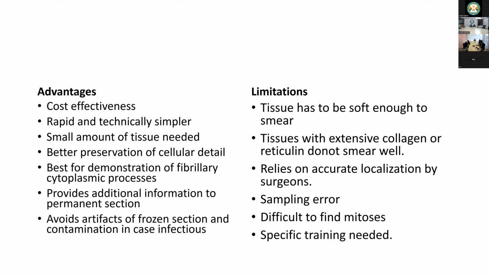Sometimes it is difficult for the surgeon to differentiate between the normal glial tissue and the tumor, especially in low-grade glioma. So we are dependent on their accurate localization, and we can misdiagnose some high-grade glioma when they are sampling the infiltrating front of a glioma. We can misdiagnose that as low-grade glioma. Difficult to find mitosis in smear, and specific training is needed.